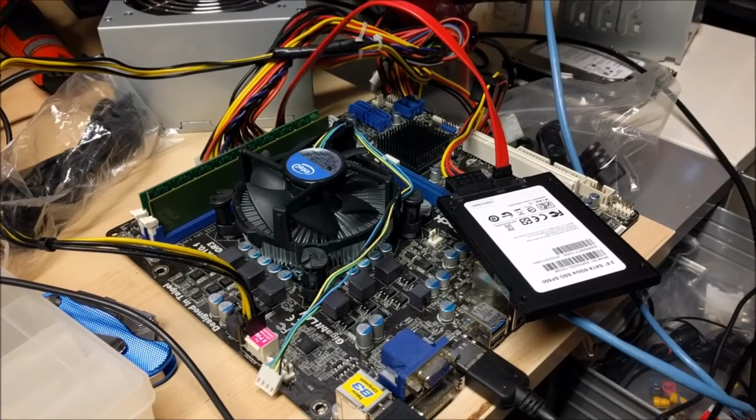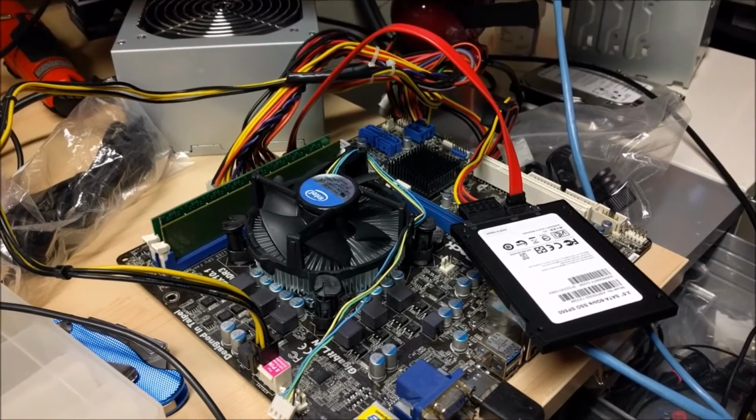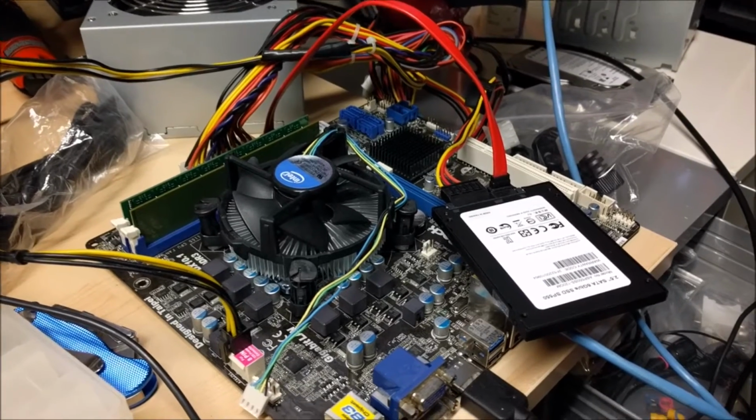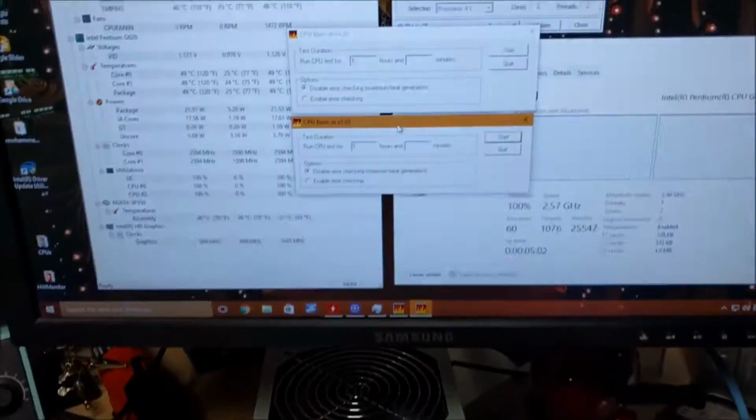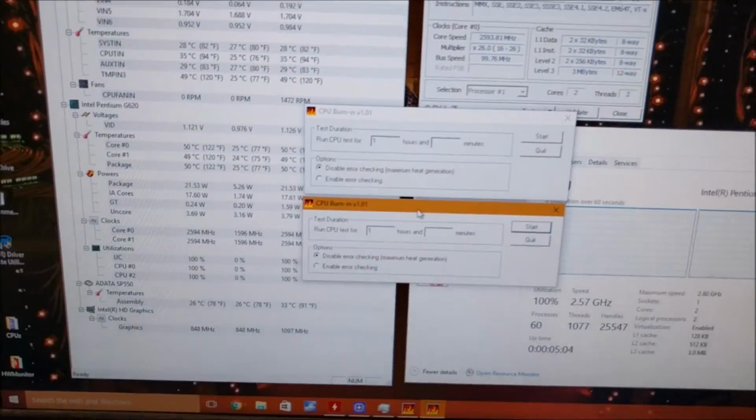Hey there. So check it out. I have this motherboard here and a power supply, and while it doesn't look like it's on, it actually is. This is the monitor that it's connected to right now.